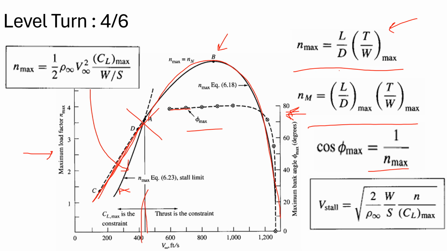Beyond this point, thrust is the limiting factor. This side, thrust is the limiting factor, whereas on the left-hand side, stall is the limiting factor. This also gives us a new Vstall, and that new Vstall is the square root of 2 over rho, W over S, n over CL max. In the original case, in the steady flight case, n was equal to 1. So it's the same equation, but here instead of 2W over rho CL max, we have 2Wn over rho CL max, obviously because we are lifting n times the weight.